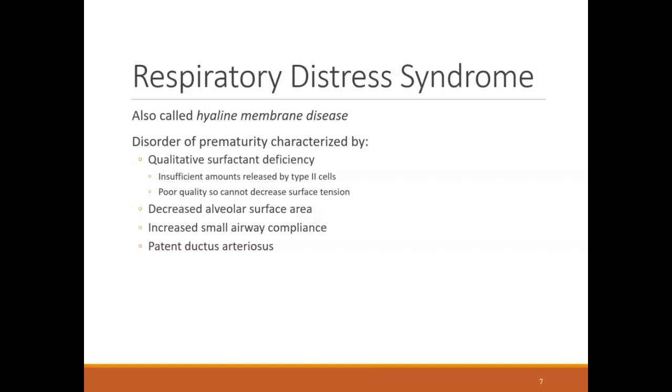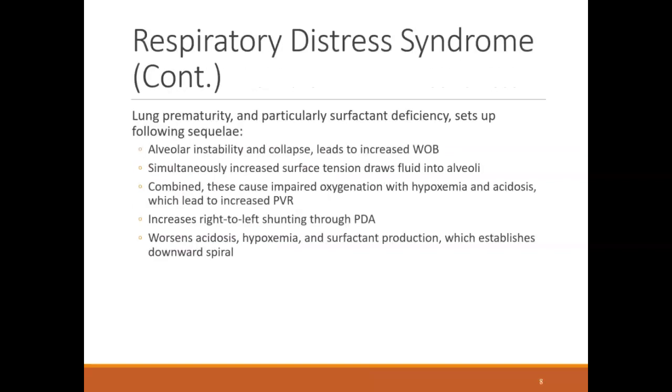So when you're getting called to deliveries where you suspect RDS, your more at-risk patients are going to be the patients that are born more prematurely or at lower birth weights. So the younger the baby is, the more risk there is of being born with IRDS. Okay, so our main complications with this disorder are going to be that increased oxygen needs and the increased pressures that we're going to need for ventilation because of that decreased lung compliance.